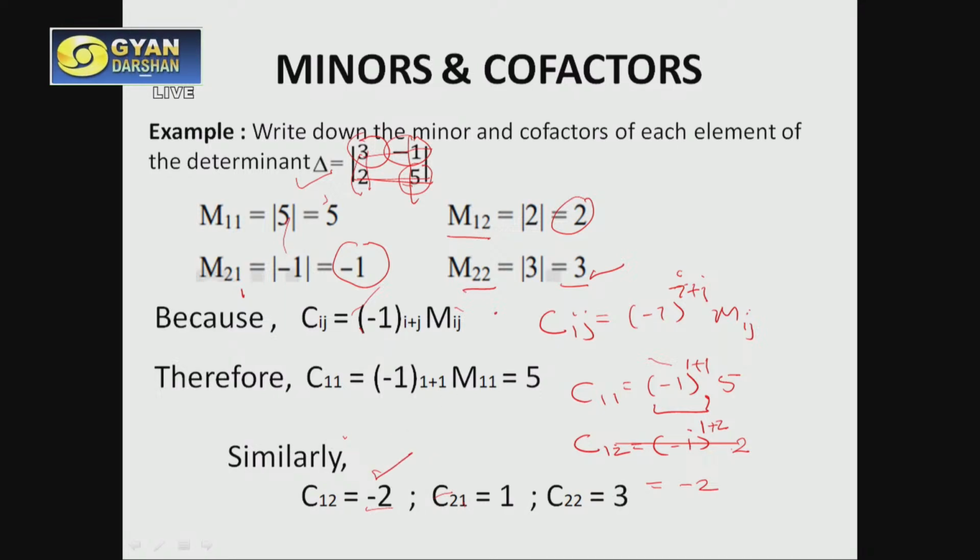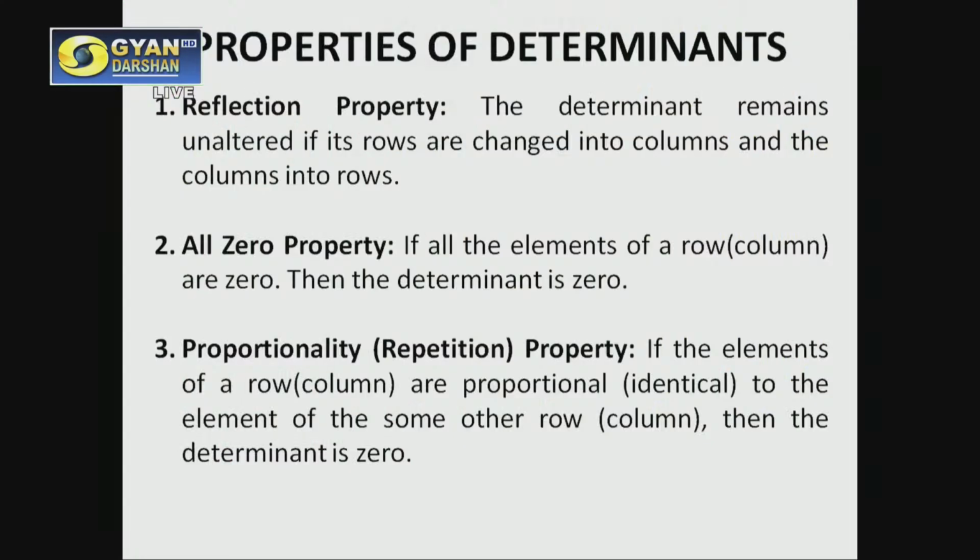I hope you understand how to calculate the minors and the cofactors. Now there are some properties, and these properties are listed over here. The reflection property says that the determinant remains unaltered if its rows are changed into columns and columns are changed into rows. So if we interchange the rows and columns, then the value of the determinant remains unaltered. It is as it is.